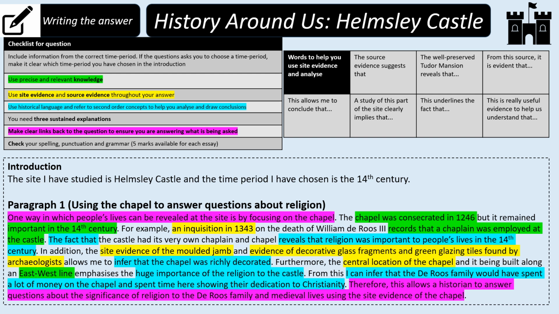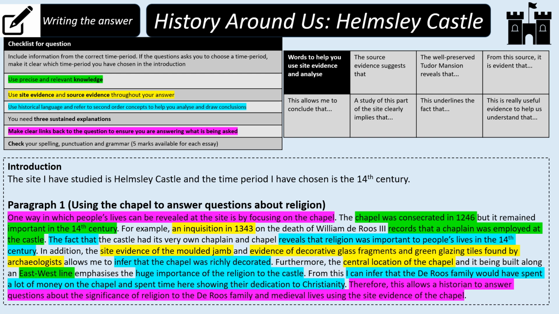So one way in which people's lives can be revealed at the site is by focusing on the chapel. The chapel was consecrated in 1246, but it remained important in the 14th century. For example, an inquisition in 1343 on the death of William de Roos III records that a chaplain was employed at the castle. The fact that the castle had its very own chaplain and chapel reveals that religion was important to people's lives in the 14th century.